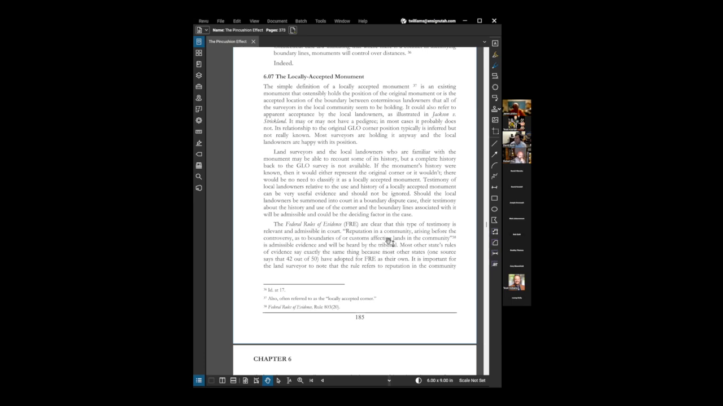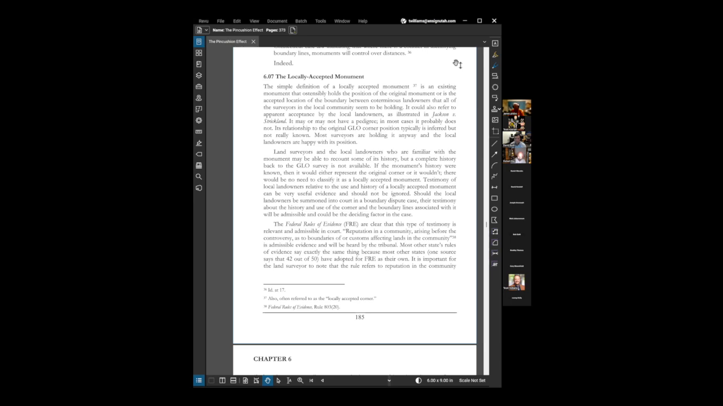The next little bit here is the locally accepted monument. Can you hear me still? Yep. Okay, good. So the locally accepted monument is one that may actually be in a poor location, but everyone's relied upon it, and the locals know that the old farmers are the best evidence for some of this stuff. It's their testimony that can help shed light on this is what we've always used as this property corner here. So in the middle paragraph it says the testimony of local landowners relative to the use and history of a locally accepted monument can be very useful evidence and should not be ignored.